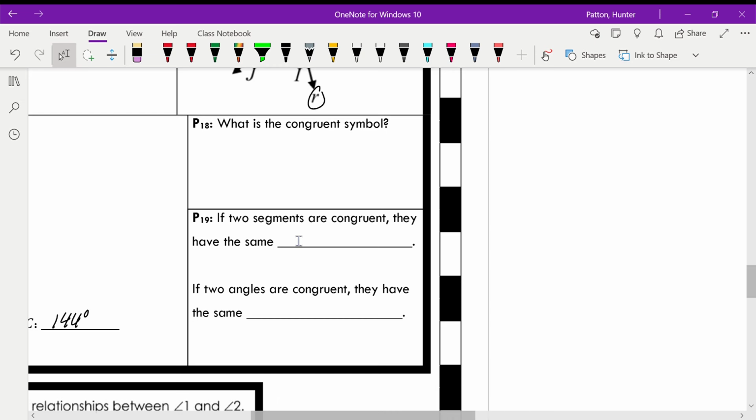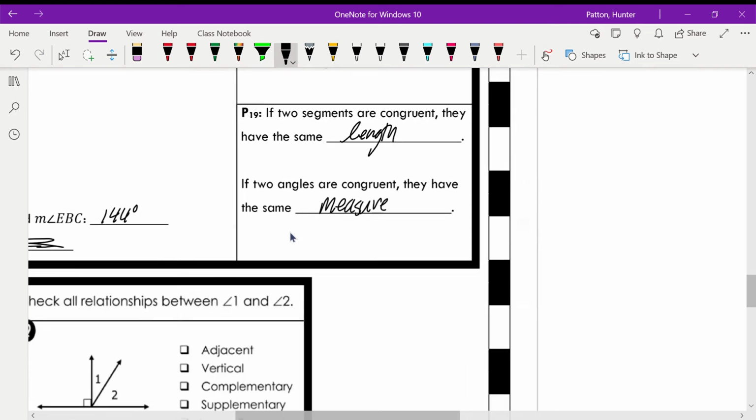Okay, number 18. What is the congruent symbol? So remember, the congruent meaning, what do we write when we say two angles are congruent? That little symbol that we have, I call it the equal squiggly, looks like that. If two segments are congruent, then they have the same length. If two angles are congruent, then they have the same measure. Basically, they have the same degrees.